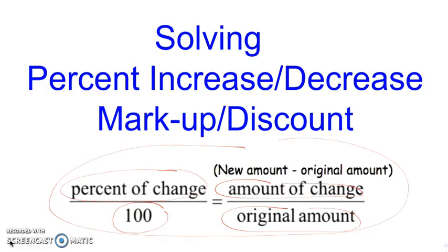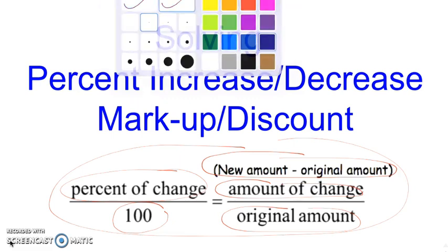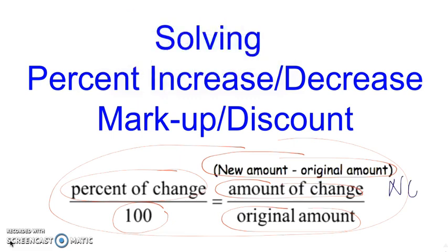An easy way to find the amount of change is to take the new amount minus the original amount over the original. One easy way to remember that is to think "no over O." New amount minus original over the original amount. Let's look at some sample problems.